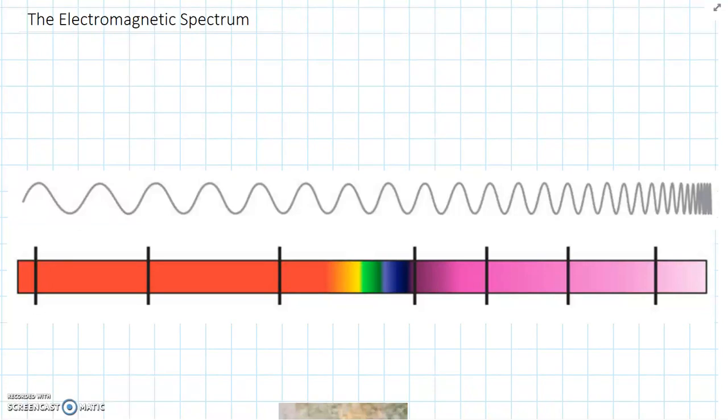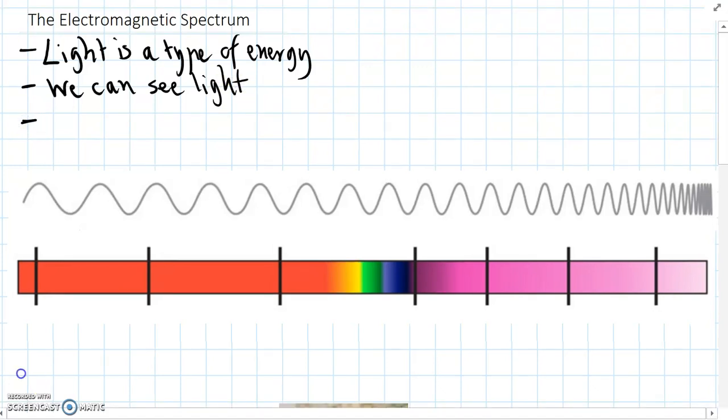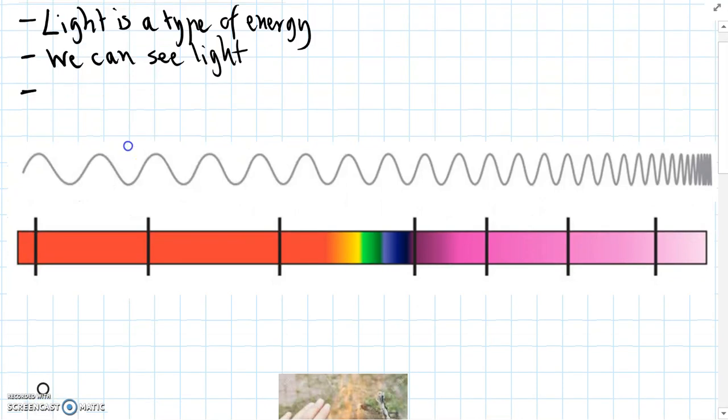So far, we've learnt a few things about light. So let's go over some of the basics again. We know that light is a type of energy. And we know that we can see it. So we can see light. And we've learnt before that light is made up of different colours.